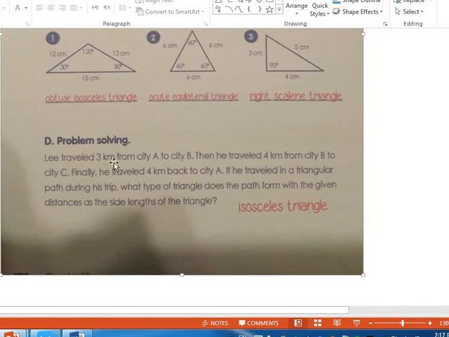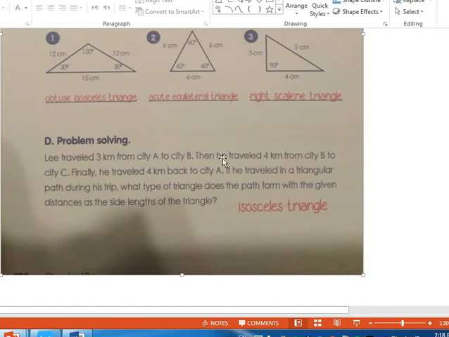Lee traveled 3 kilometers from city A to city B. Then he traveled 4 kilometers from city B to city C. Okay. Finally, he traveled 4 kilometers back to city A. If he traveled a triangular path during his trip, what type of triangle does the path form with the given distances as the side lengths of the triangle? Let's do it. It's very easy.